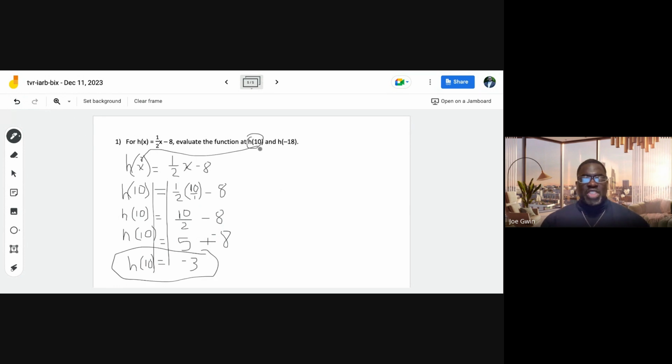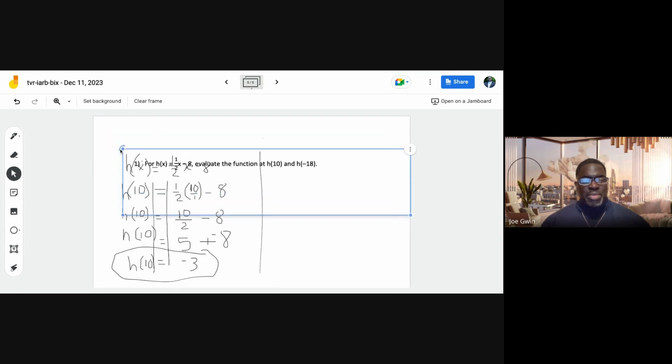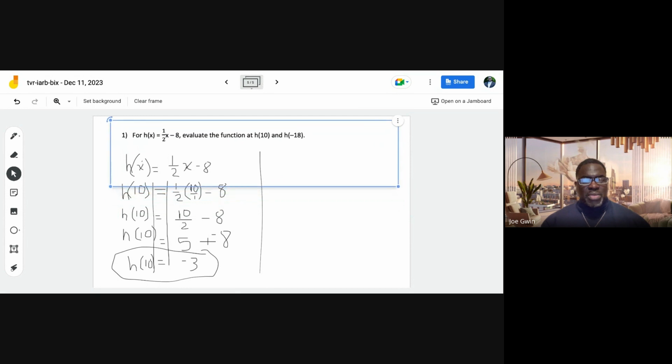All right, so let's do this. Separate that, and let's do this h of negative 18. So writing this again. Let's see if I can. Let's do this. All right, get rid of this line here. Let's see if we can copy this little piece. Nope. It's not going to work.